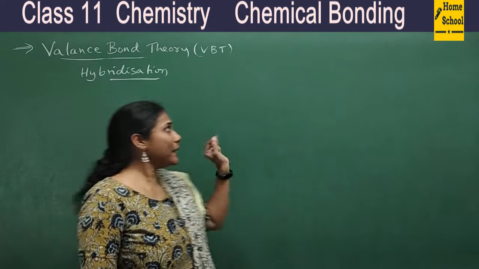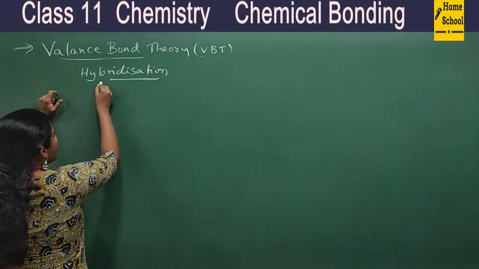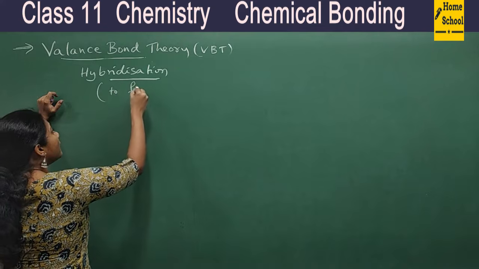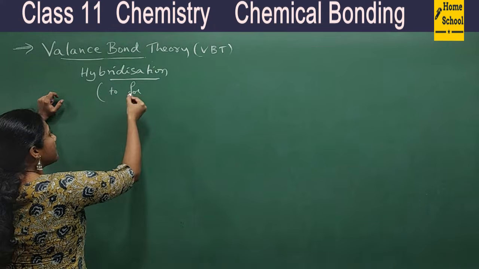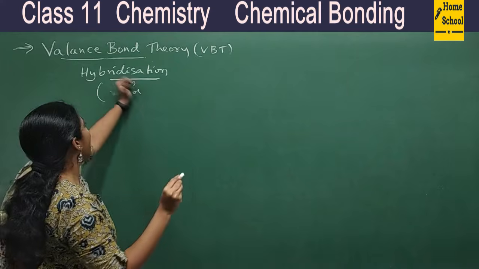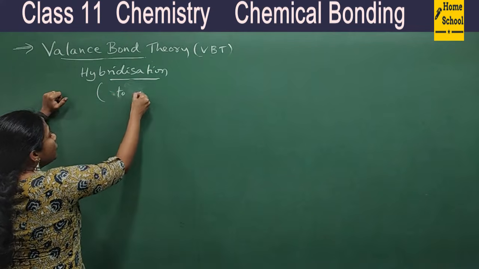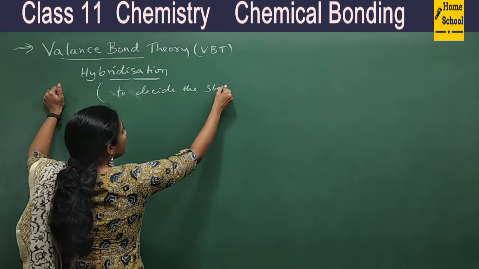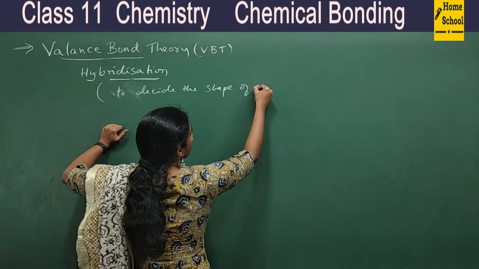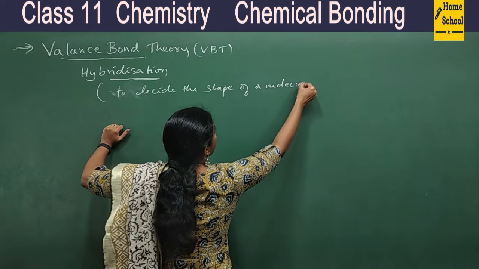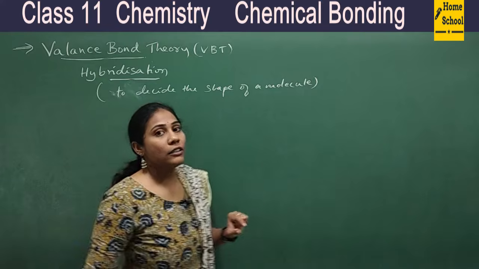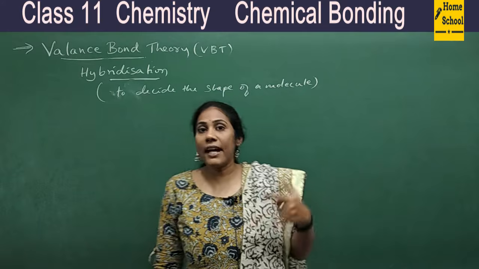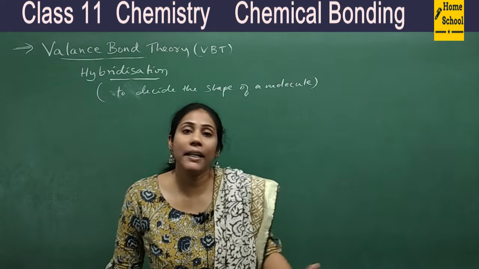The main purpose of learning hybridization is to understand how the formation of a stable molecule takes place with a particular shape. So I can say the main purpose is to decide the shape or geometry of a molecule. With the help of the hybridization concept, you can to some extent decide the shape of a molecule. Clear? So let us understand what we actually mean by hybridization.